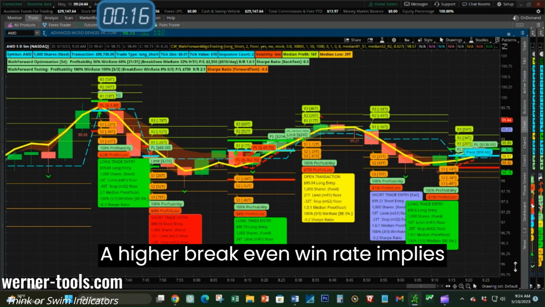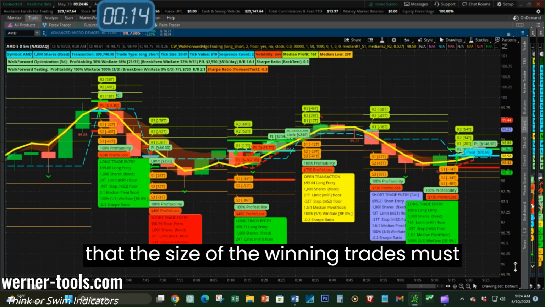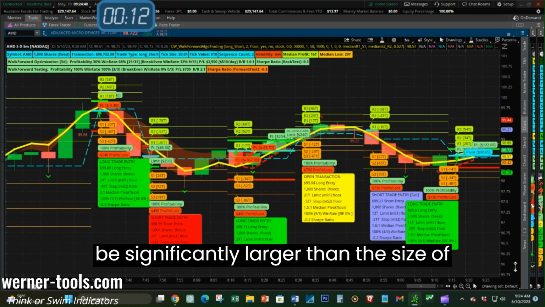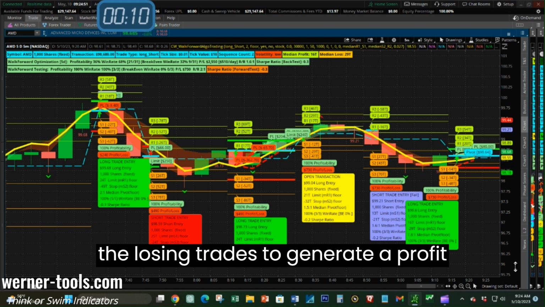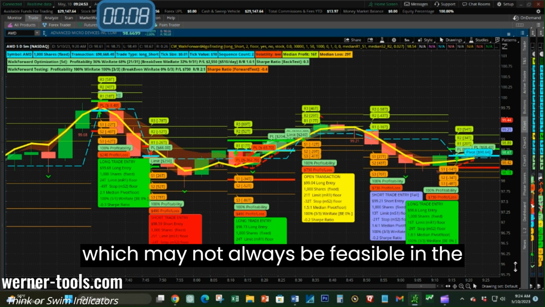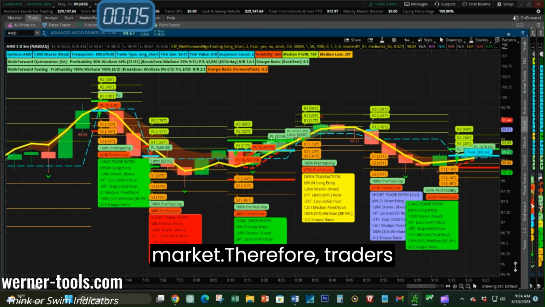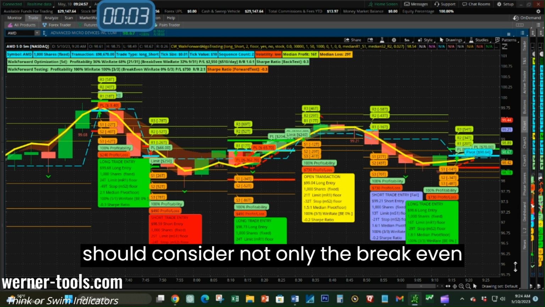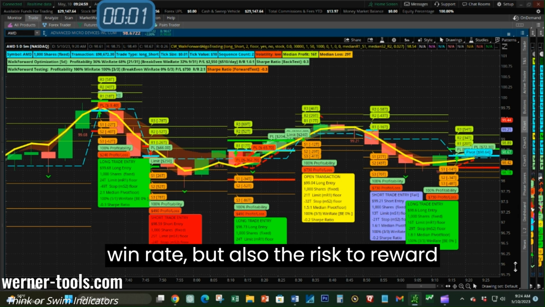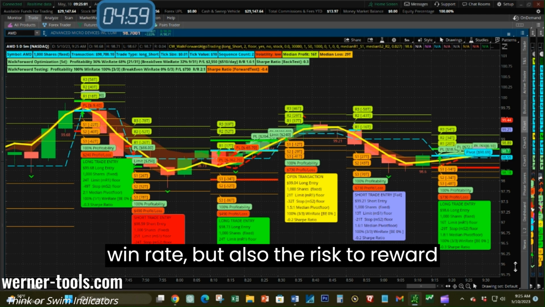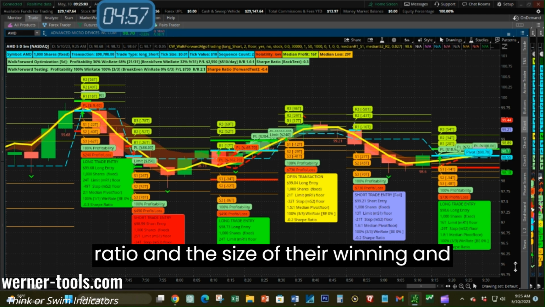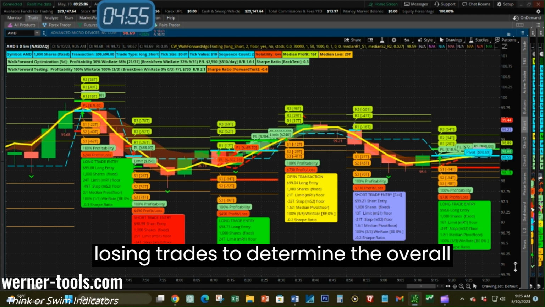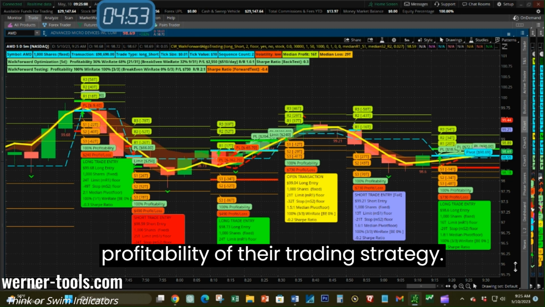A higher break-even win rate implies that the size of the winning trades must be significantly larger than the size of the losing trades to generate a profit, which may not always be feasible in the market. Therefore, traders should consider not only the break-even win rate but also the risk-to-reward ratio and the size of their winning and losing trades to determine the overall profitability of their trading strategy.